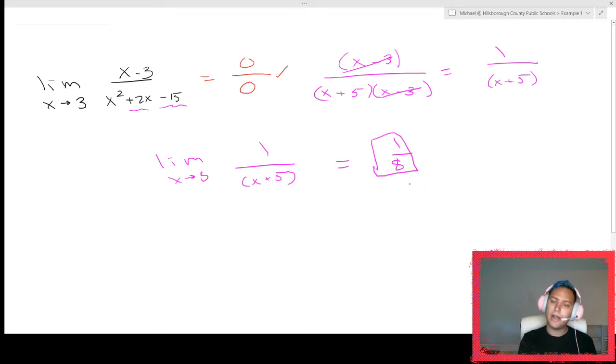Again, I didn't write out all the rules like we did in the last examples. You don't have to. You could, though. You could write this as the limit as x is approaching 3 of 1 over the limit as x is approaching 3 of x plus 5, and then separate that into the limit of x approaching 3 of 1 over the limit of x approaching 3 of x plus the limit of x approaching 3 of 5, and then solve each of those individually. But now that we understand how direct substitution works, it's way easier just to plug it in and go, right? So 1/8 is our answer there.